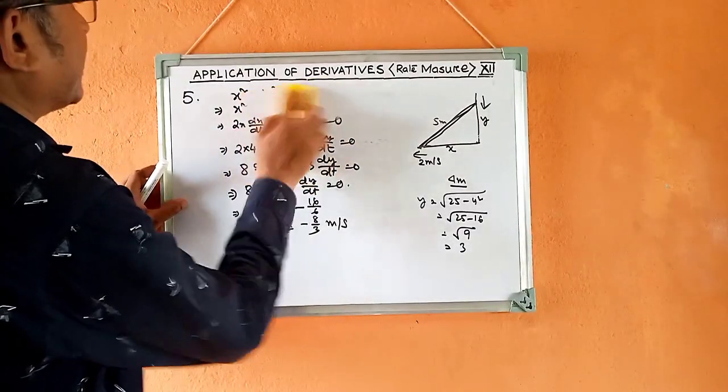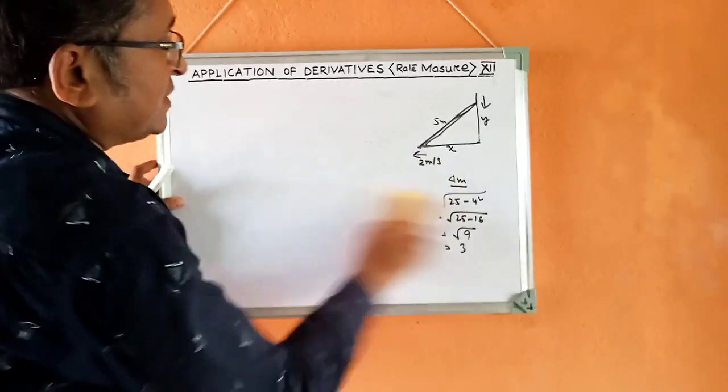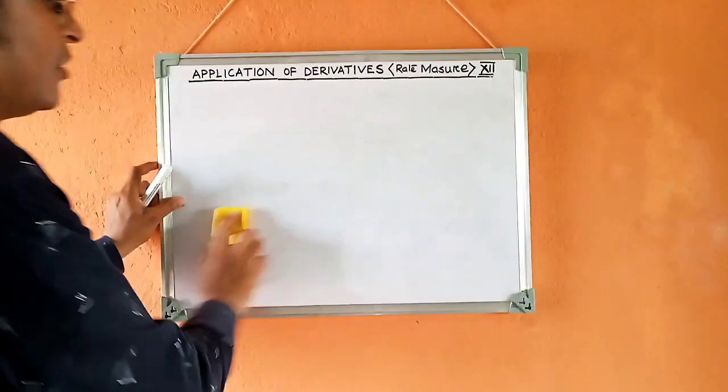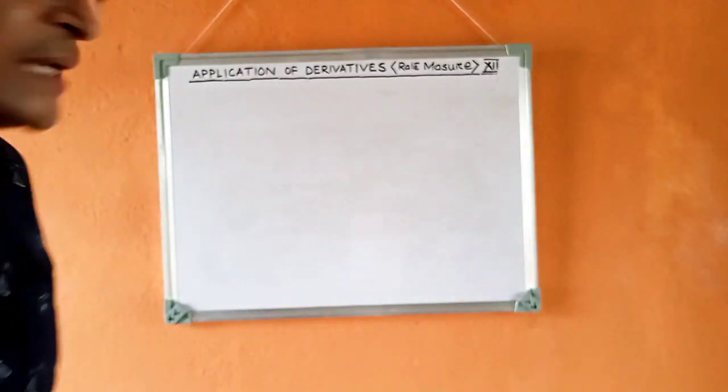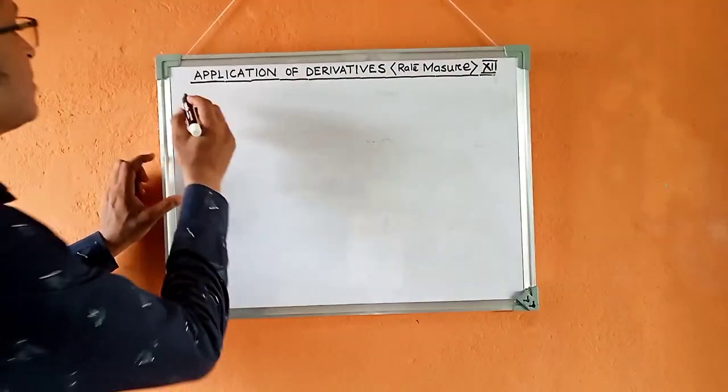This is question number 6. This is a very important sum in all the board exams. Question number 5 is very important. Now another important sum, question number 6.